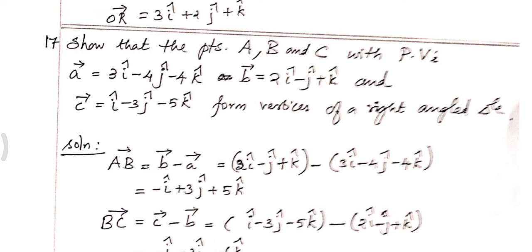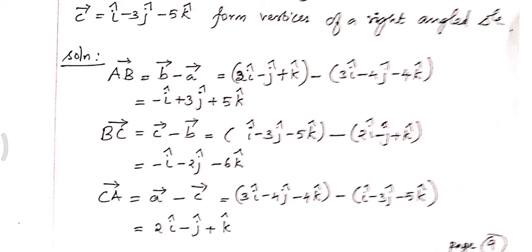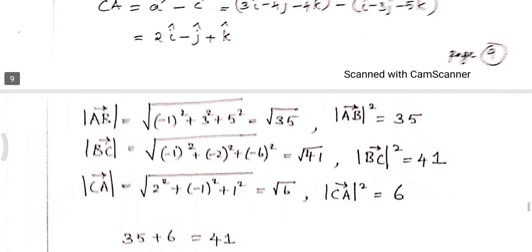So I found the AB vector. Similarly, I write BC vector as C vector minus B vector. You can remember this formula by looking at the BC vector: the second letter comes first, right? Minus B vector. The CA vector is A vector take away C vector. So I got 3 vectors. Now I am finding the magnitude. What is the idea behind proving it is a right angle triangle? As usual, we are going to go for the Pythagoras theorem.